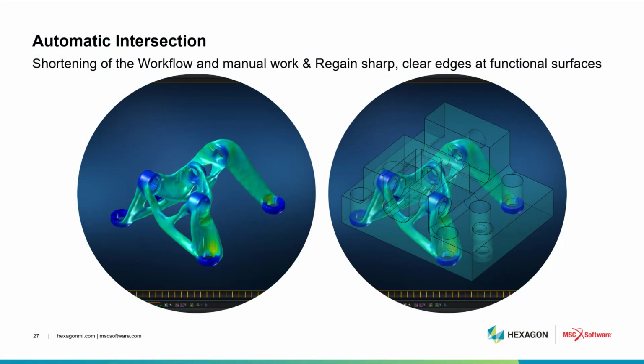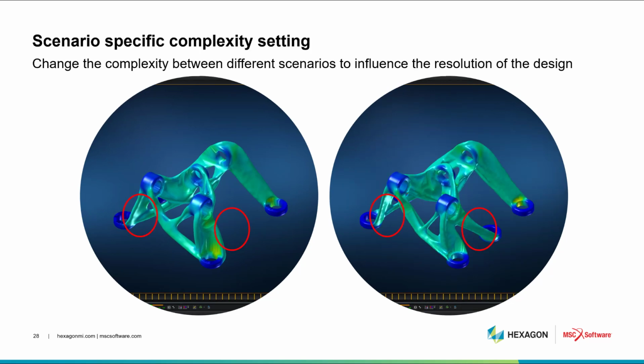So, what are the new features of the Feature Pack 1 release? We have the automatic intersection, which takes place after every optimization iteration. We have the scenario-specific complexity setting, so we can set up different complexity settings very easily and compare them in the post-processing.